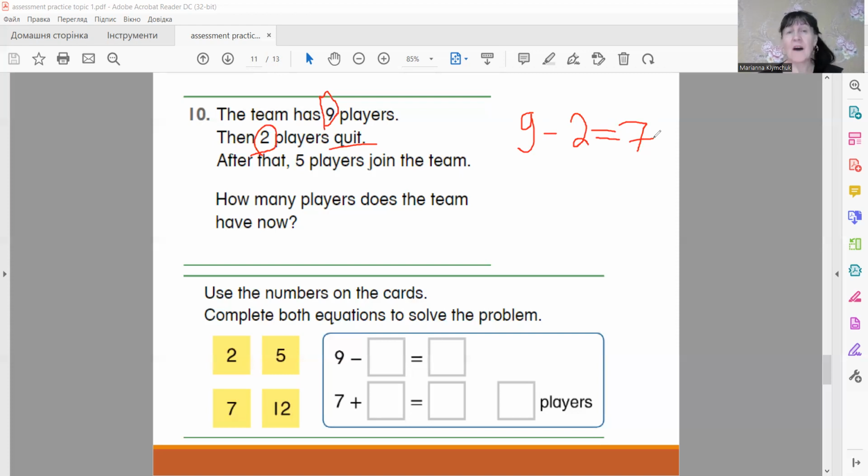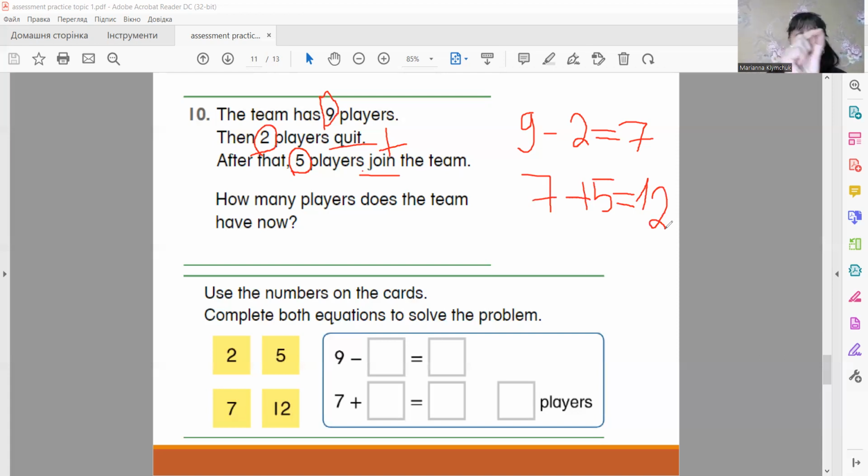After that, 5 players joined the team. Join, comes again, okay. So what does it mean? That will be plus for us, okay. So now we see 5 and we see that word join, plus. Okay, 7 players we have plus 5 equals 12. This is what you need to write for yourself for understanding, okay?